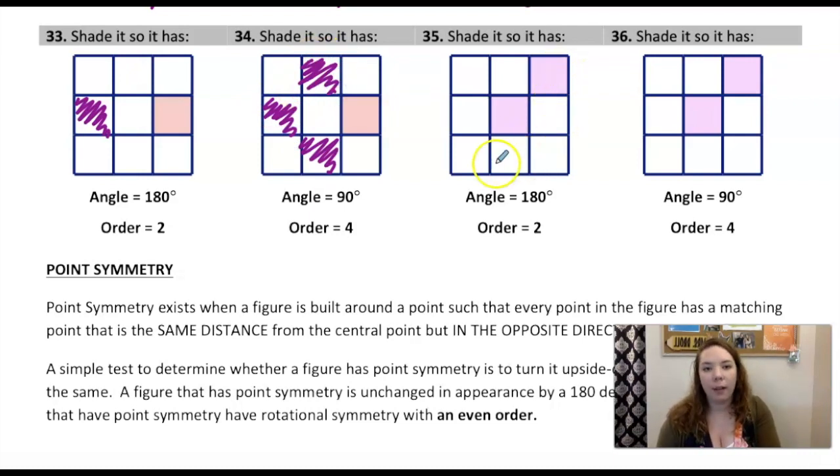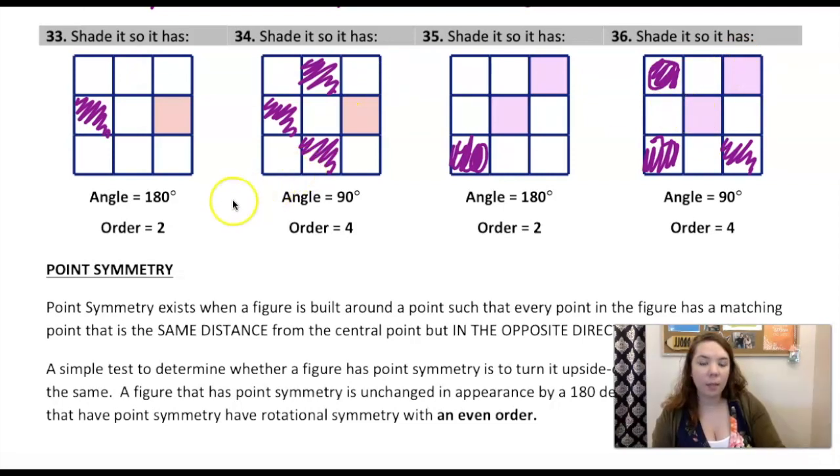180, so halfway around should get me here, and this one would still be on top of itself. 90 would give me, that's my first 90, my second 90, my third 90, and then back to the beginning. And this one would be the same in all 4 of those contexts.